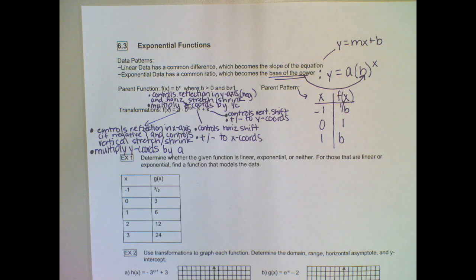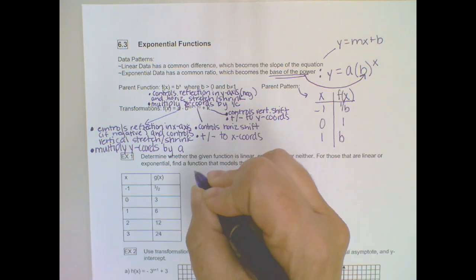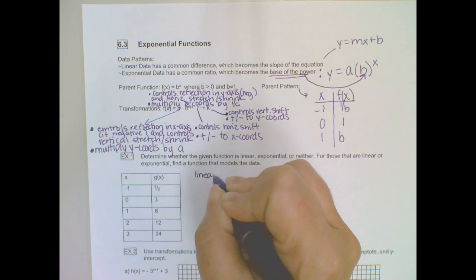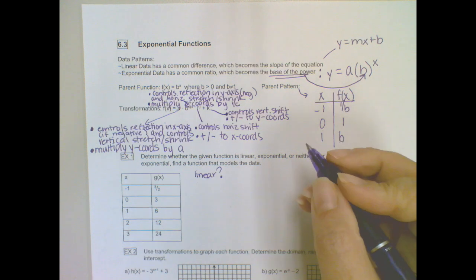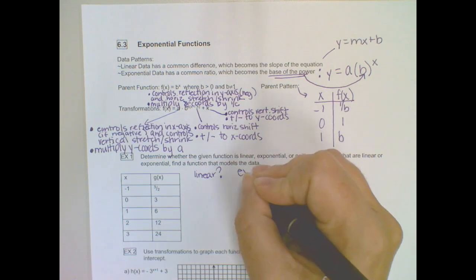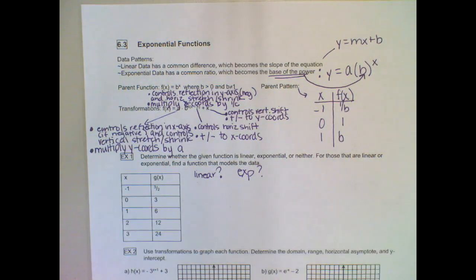All right, so now that we have all of our background info, we're going to look at what we need to be able to do with it. So example 1, determine whether the given function is linear, exponential, or neither. For those that are linear or exponential, find a function that models the data. So here is what I would suggest that you do, is that you would first look to see if it's linear, then look to see if it's exponential.